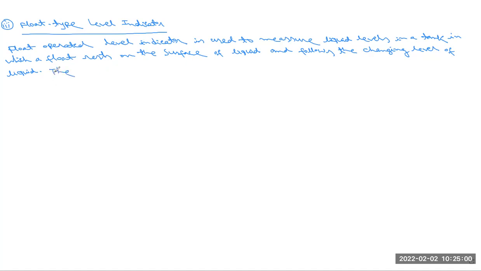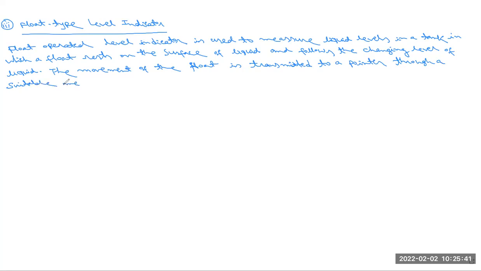So the movement of the float is transmitted to a pointer through a suitable mechanism, which indicates the level on a calibrated scale.